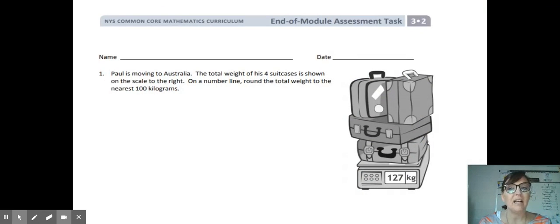Number 1. Paul is moving to Australia. The total weight of his 4 suitcases is shown on the scale to the right. On a number line, round the total weight to the nearest 100 kilograms. What place value? 100s. We're rounding to the 100s.